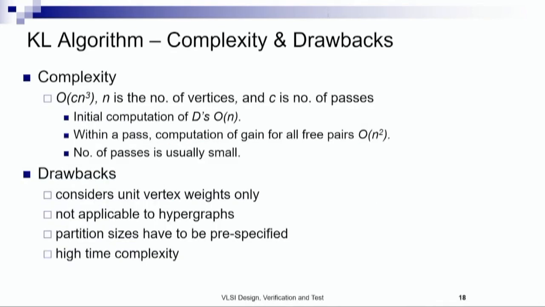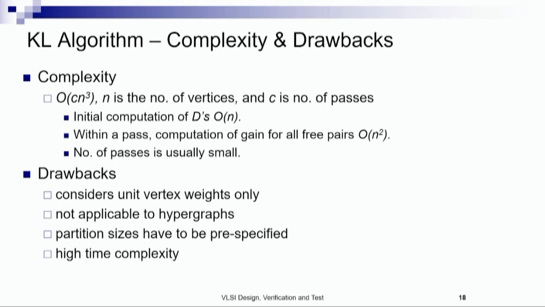What is the complexity of this algorithm? The complexity of this algorithm is big O of c n cube, where n is the number of vertices and c is the number of passes. Okay. So why is it n cube? Because initially we need to separately calculate the d values of each node, and that will take big O of n time, right? So each calculation of each gain value for each node takes constant time. For n nodes, it takes big O of n time.